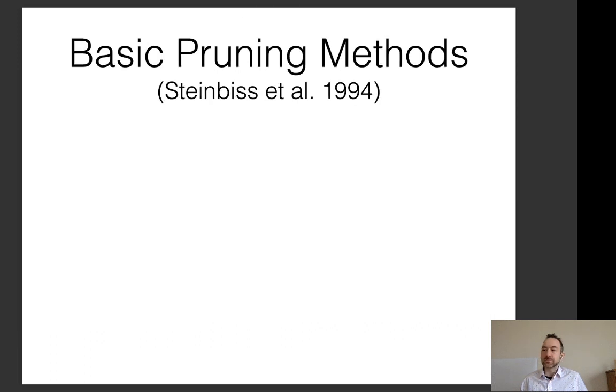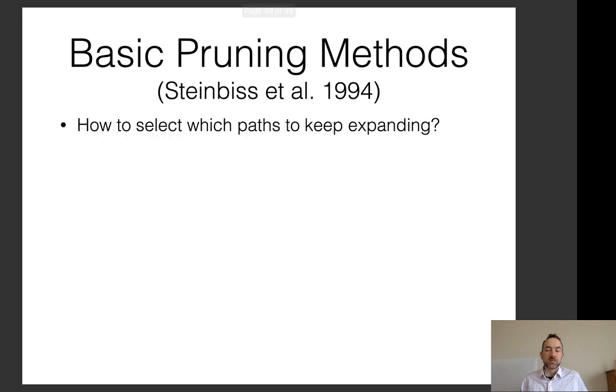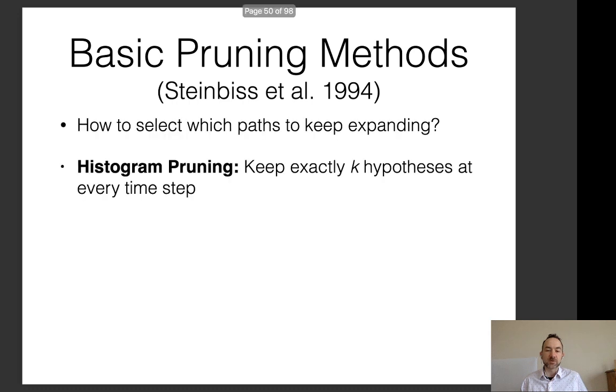So anyway, going into basic pruning methods, how do we select the paths to keep exploring? The most popular way is called histogram pruning, or fixed beam size pruning if you want to call it a simple way. Basically, we keep exactly k hypotheses at every time step. So in the previous example, we kept exactly 2 hypotheses, and we were doing a variety of histogram pruning.